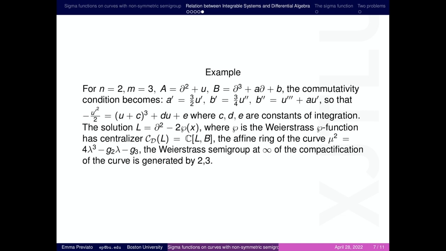Let's take a look at the elliptic curve in this context. Okay. So our two commuting operators are here, are called.